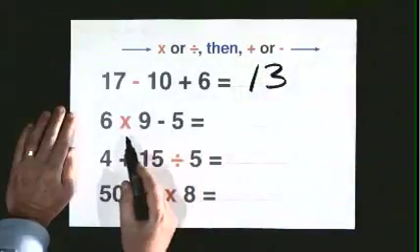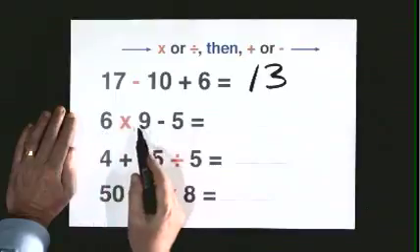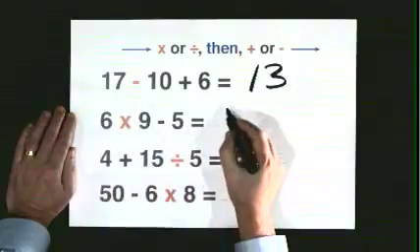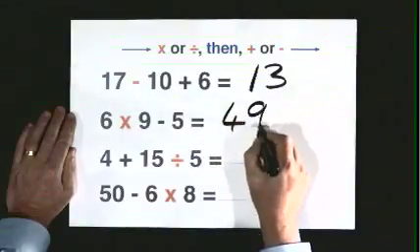Left to right, must do the multiply. 6 nines are 54. 54 subtract 5 is 49.